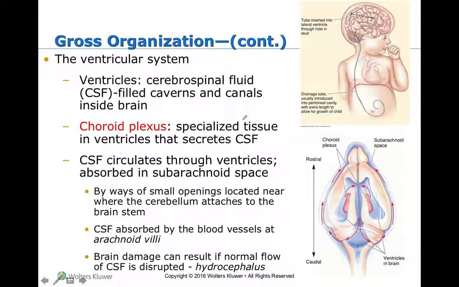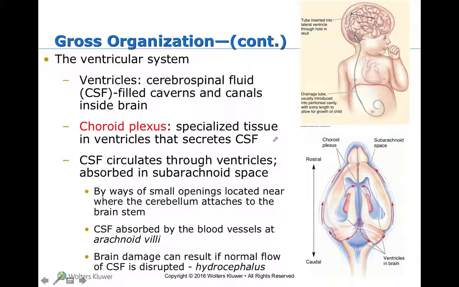This is part of the ventricular system. So the ventricles are the cerebral spinal fluid-filled caverns and canals that lie inside our brain. The choroid plexus is a specialized tissue in the ventricles that will secrete the cerebral spinal fluid, allowing for a continuous flow. And the cerebral spinal fluid circulates throughout our ventricles, and it's absorbed in the subarachnoid space for recycling.